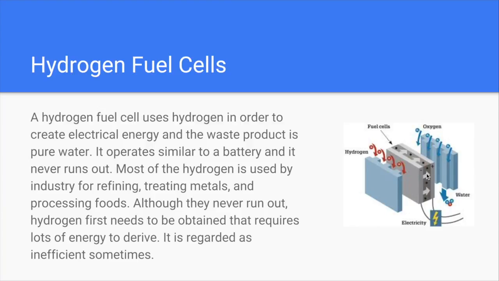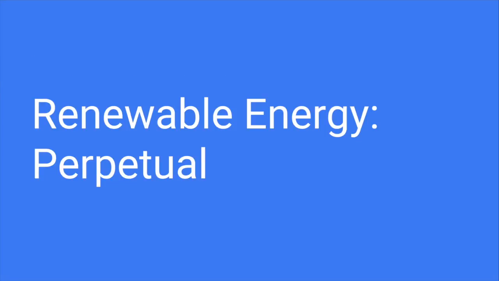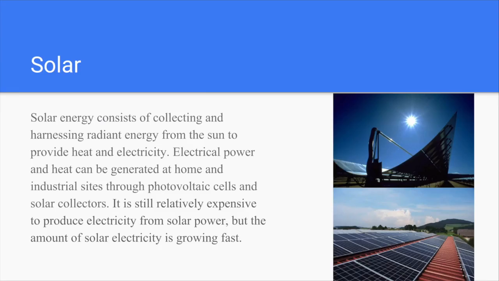Now let's be a bit more specific. Let's talk about perpetual energy sources. Solar energy is the first perpetual energy source, and it consists of collecting and harnessing radiant energy from the sun to provide heat and electricity. Electrical power and heat can be generated at home and industrial sites through voltaic cells, as you can see here, and solar collectors, which derive the sun's energy and convert it into electrical energy, so it can be used. It's still relatively expensive to produce electricity from solar power, but the amount of solar electricity is growing really fast.